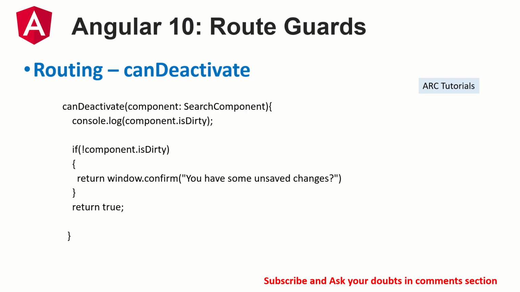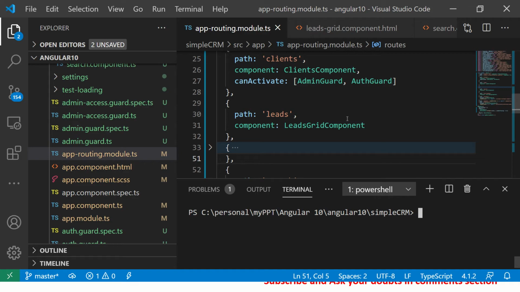So how do you do that? We have to write a canDeactivate method, right? I'm going to show you that right now from scratch. Let's get started with the hands-on.